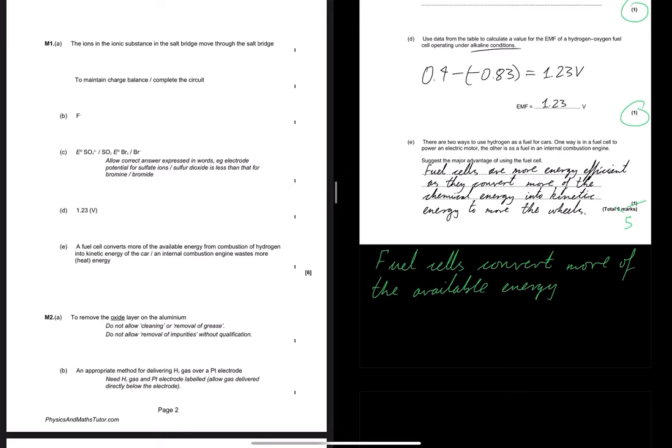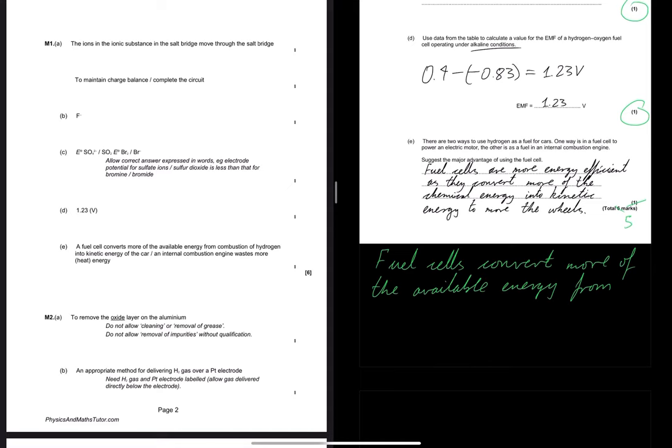This is really saying the same thing, but as I said before, go off what your teacher says and always follow the mark scheme, because AQA don't care if it's technically correct. They want what's on the mark scheme. So fuel cells convert more of the available energy from combustion of hydrogen into kinetic energy of the car. Really, that's the wheels.